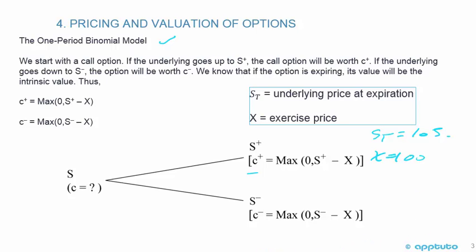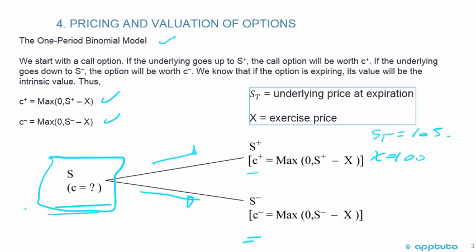And if the underlying goes down to S minus, the option would be worth C minus. Okay, so we know that if the option is expiring, its value will be the intrinsic value. So again, the maximum of the underlying price at expiration minus the exercise price. So what we need to figure out with this one-period binomial model is that there's two outcomes. The price could go up or the price could go down. We would know the value of the option under those two scenarios, but what would be the value of the call option here? And that's what we're going to calculate.